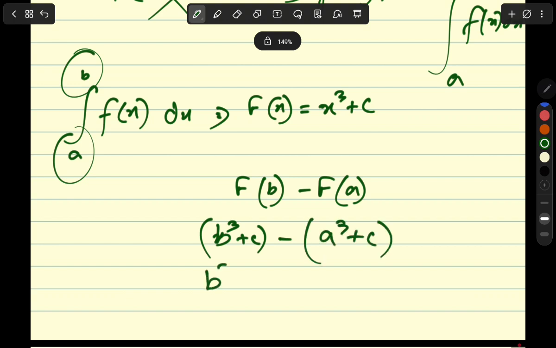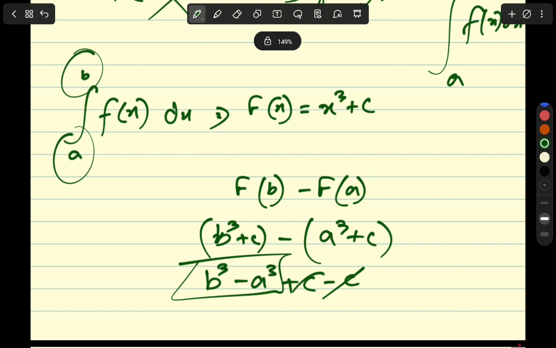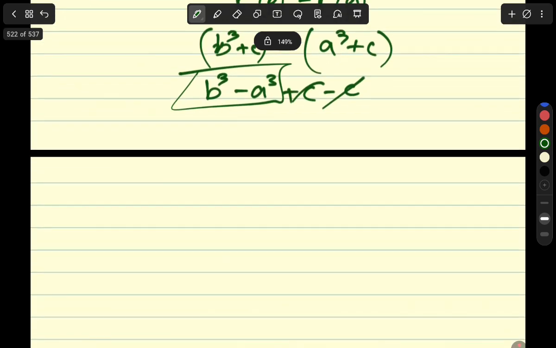Can you now see that this simply becomes b cube minus a cube plus c minus c, and this gets cancelled, so we are just left with a numerical value, right? So what happens here? The constants cancel every single time, so Cambridge doesn't ignore plus c, or the calculus doesn't ignore it. It simply disappears naturally because you're subtracting one value of the same function from another, right? That is why definite integrals produce a single numerical answer rather than a family of curves, okay?